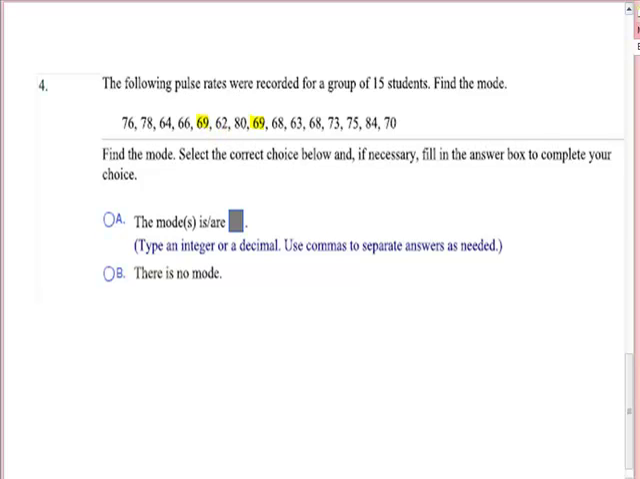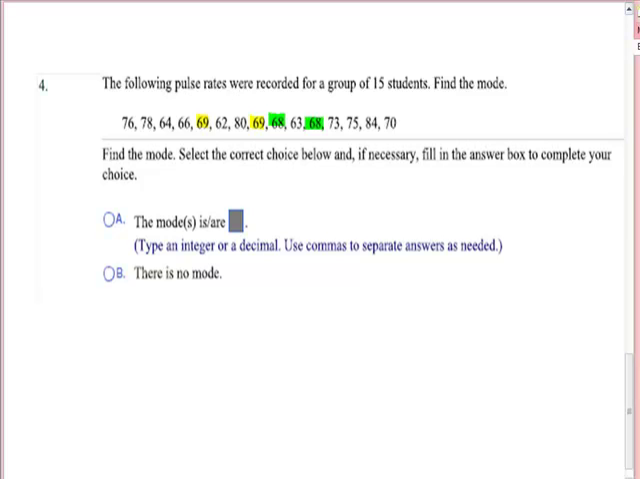62, I don't see another one. 80, I don't see another one. 68, yes. There's a 68 and there's a 68. 63 is not repeated. 73 is not repeated. 75, no. 84, no. 70, no. That actually would have probably been faster if I had taken the time to write them in order. I like to do that usually for mode.